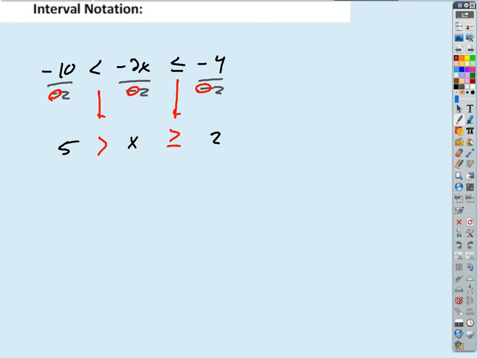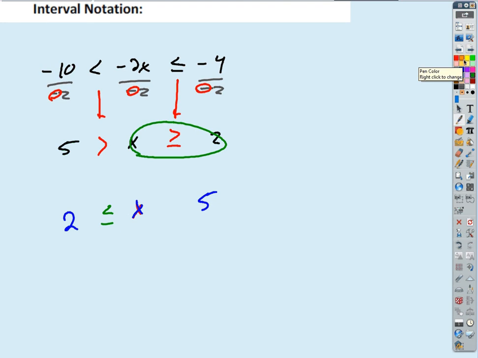Okay, good. I've got to put the endpoints in the correct places, don't I? I've got the x in the middle, but I want the 2 over there and the 5 over there, right? And so now, what are my relationships? How is x related to 2? Well, x is greater than or equal to 2. There's my greater than or equal to sign.